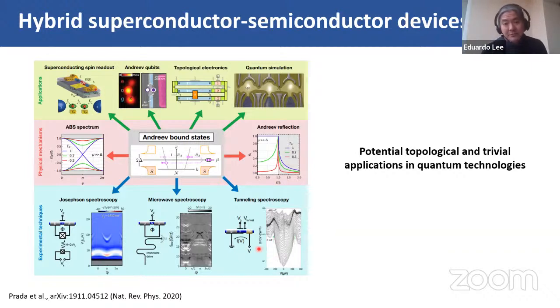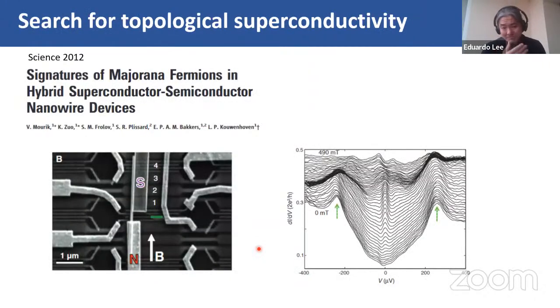Of course, a lot of the research in this field really boomed with these predictions of the realization of a topological superconductor using these material combinations. So let me just start by showing you a bit of the early research in this direction towards a topological superconductor. This is the first experimental paper from Delft, and I just wanted to point out something that will be recurring in my talk, which is disorder.